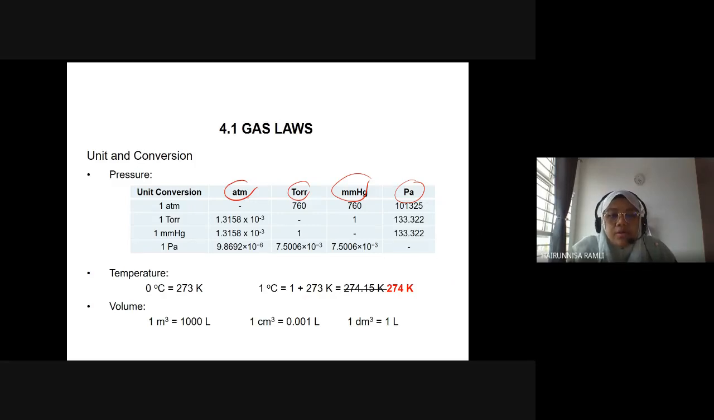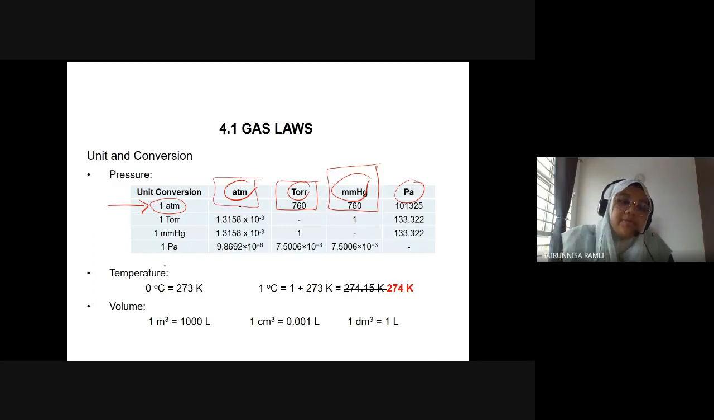Okay, so conversion is 1 ATM. It equals 760 torr or 760 millimeter mercury or 101325 pascal. Okay, so you ingat conversion ni, the rest tu you convert dah sendiri. You akan dapat all of this value. So value of torr and millimeter mercury sama, is equals to 1 ATM.